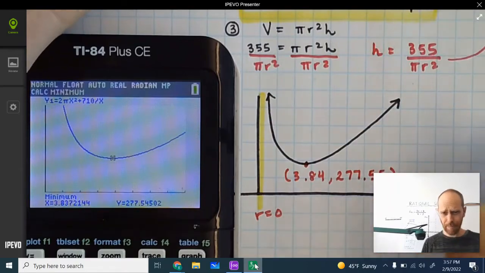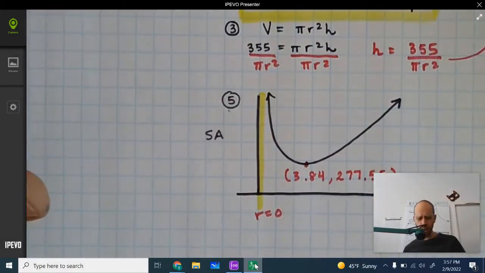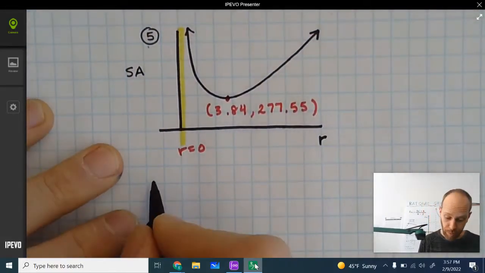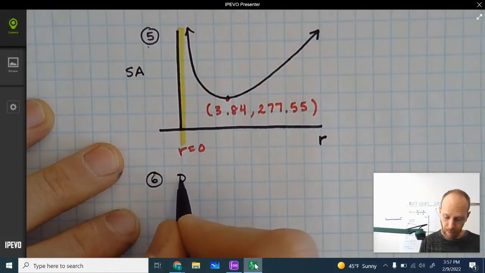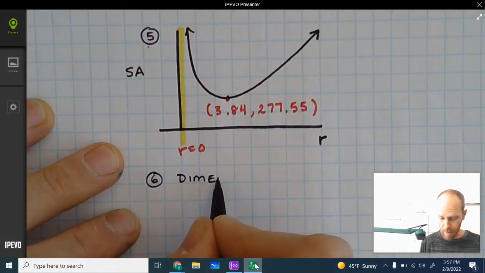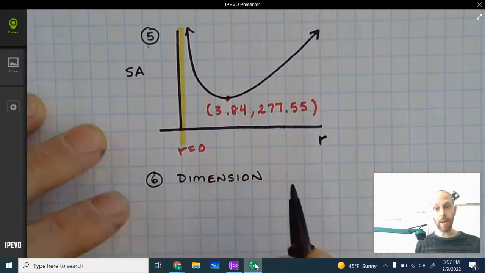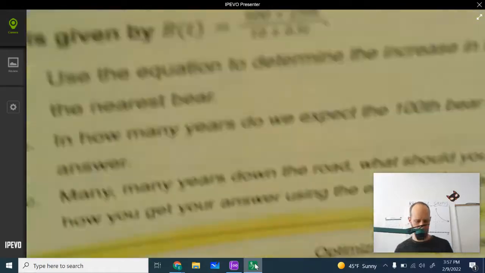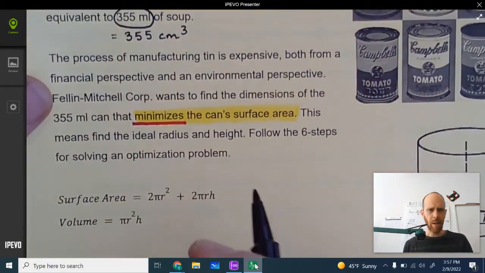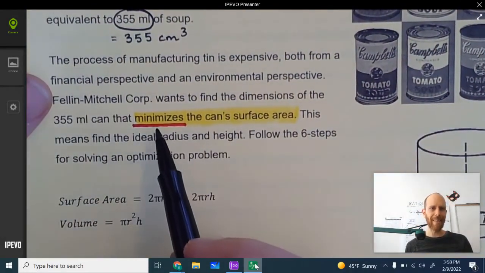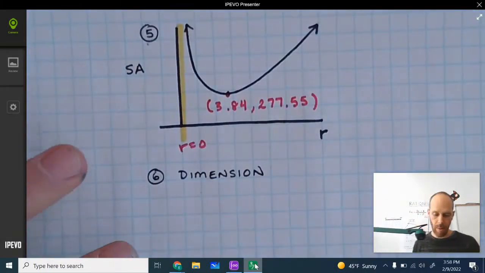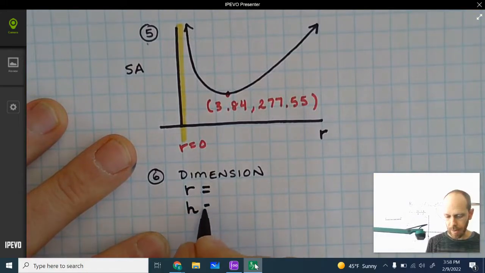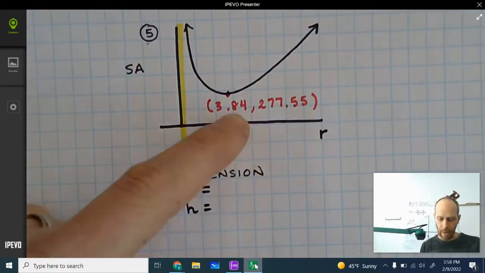Let's make sure we answer the question. The question asks us for the dimensions. This, by the way, is the sixth step: to always make sure that you answer the question that you were asked. And here, let me bring the problem back for a second. The problem said we want to find the dimensions of the can that minimizes the surface area. So that means that we need a radius and we need a height. Well, this is the radius.